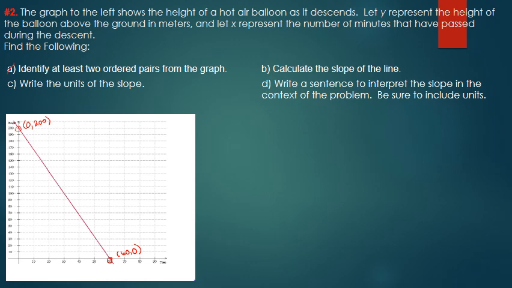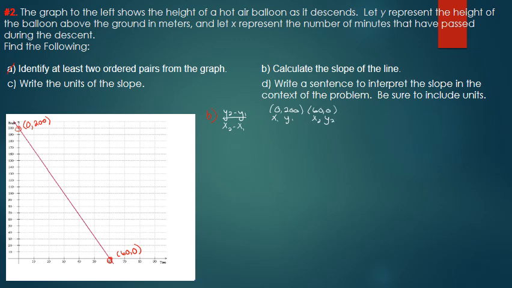Now it says calculate the slope of the line. Just as a reminder, our slope is y2 minus y1 over x2 minus x1. Just to keep myself organized, I'm going to write the coordinates that I found in part A, and that way I can label them with my x1, y1, and so forth. I'm going to put my first point as x1, y1, and then I have x2, y2.